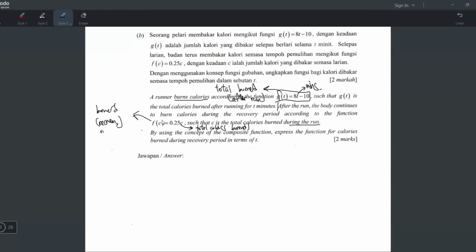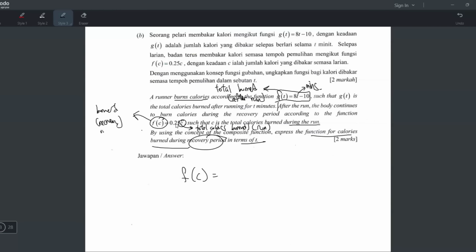Okay, so let me explain. FC is the total calories burned during recovery, and C is the total calories burned during the run. And then the GT is also total calories burned during the run, and T is the minutes. So by using the concept of composite function, express the function for calories burned during recovery in terms of T. Okay, function for during recovery is FC. But they want it in terms of T.